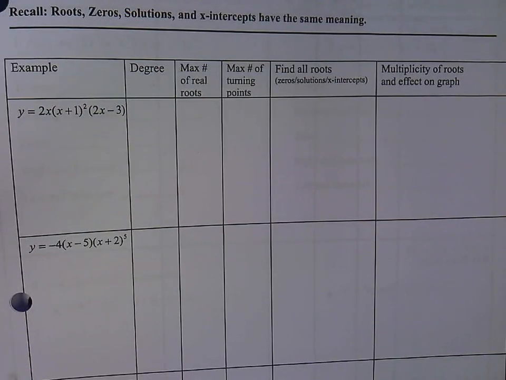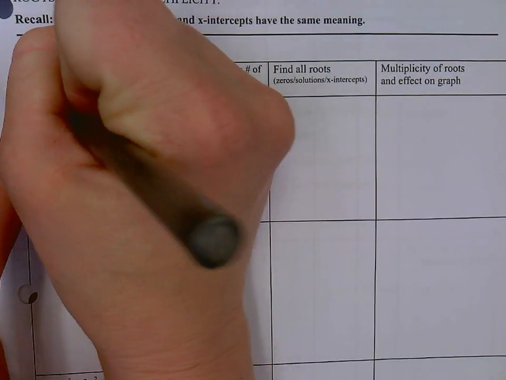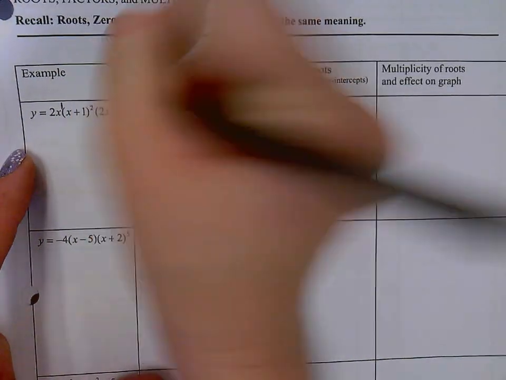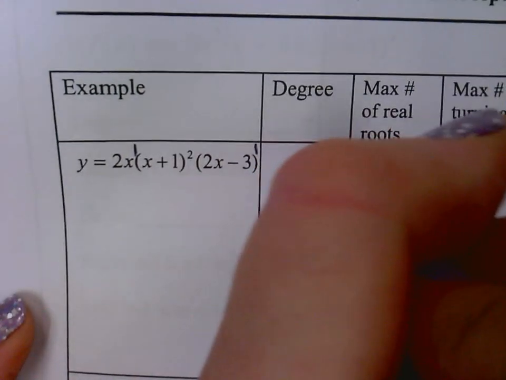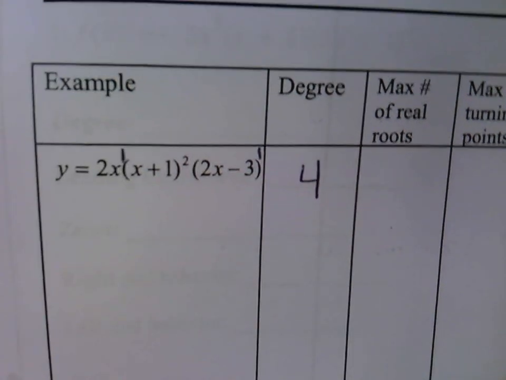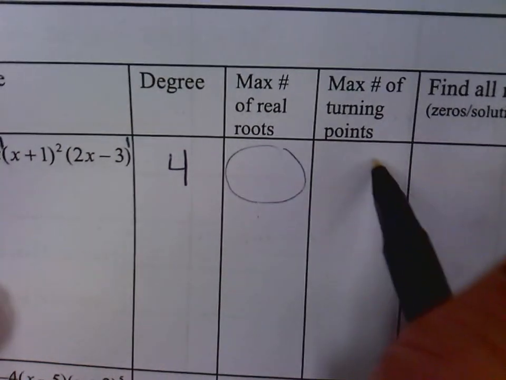The first question is asking you, what is the total degree of the function? So add up all the powers. This is x to the first, I'm going to write a little 1 right here. This is x squared, and this again is x to the first, right? So if I add up all those powers, I have a total degree of 4, right? 1 plus 2 plus 1 is 4. All I need is this number 4 to answer these next 2 questions.